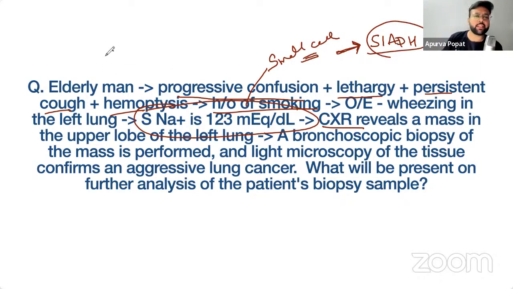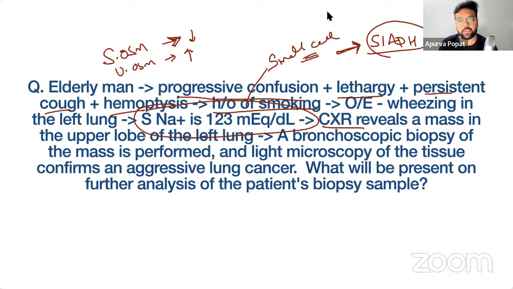If I say what will be the serum osmolarity, your answer is what? High or low? Low. Urine osmolarity? High. Very good. You are expert now. Perfect. So that's small cell carcinoma.